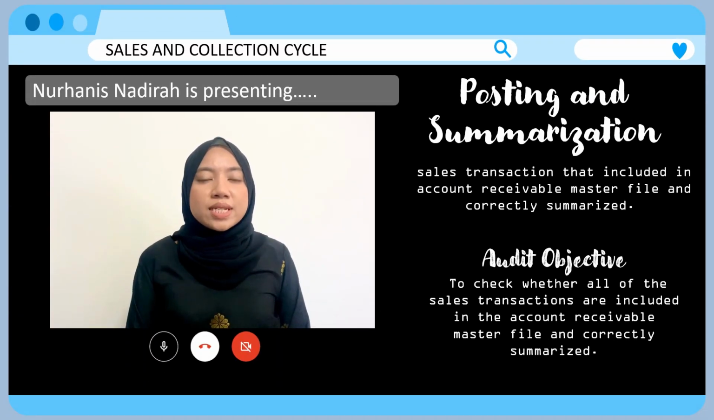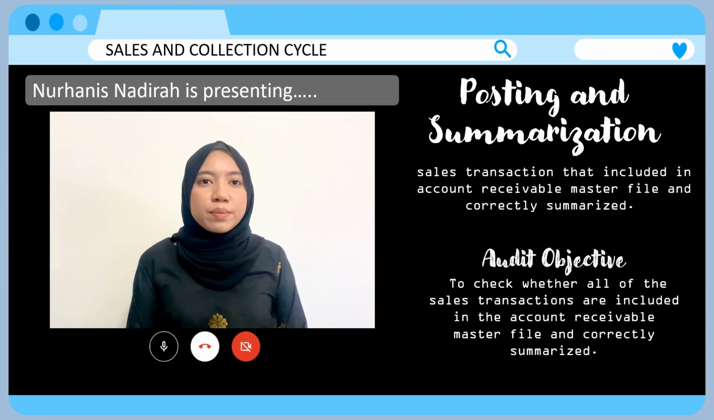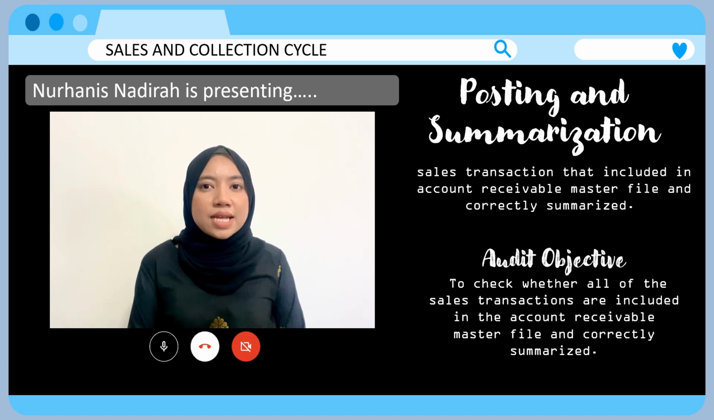I'm going to present the next section, which is posting and summarization. Posting and summarization is whether a sales transaction is included in the account receivable master file and correctly summarized. The audit objective for this section is to check whether all of the sales transactions are included in the account receivable master file and correctly summarized.